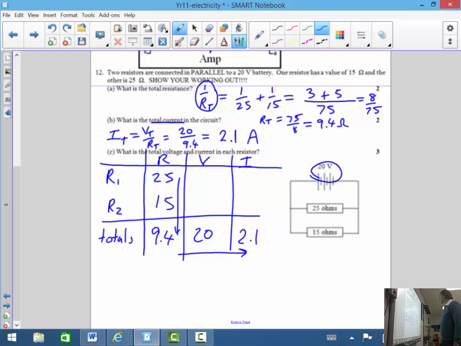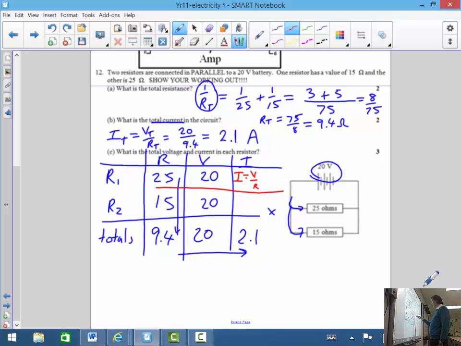What you're going to decide is which of these columns is going to be the constant up and down. It is not the current because the current splits in a parallel circuit. So ignore that one here, but in this case, you'll find the voltage is the same across both of those resistors. So as a last step then, we would want to go and calculate the I here by doing I equals V over R again across this row.